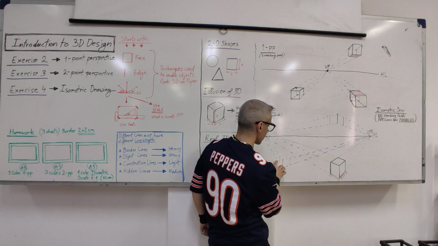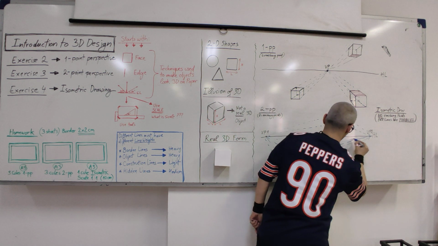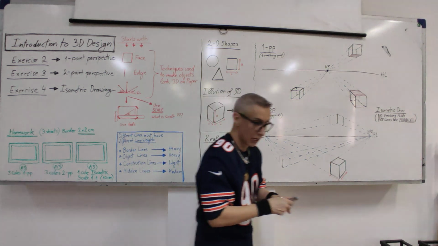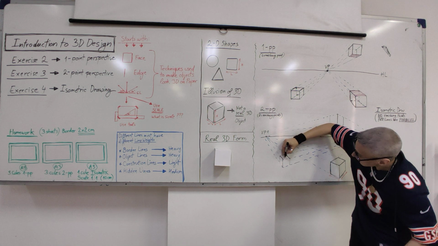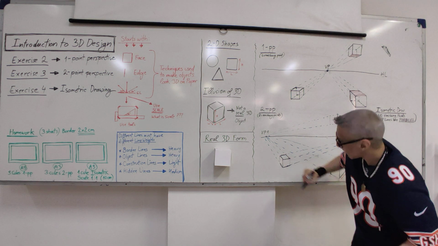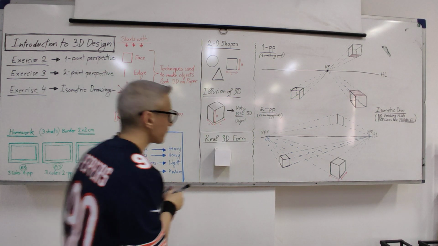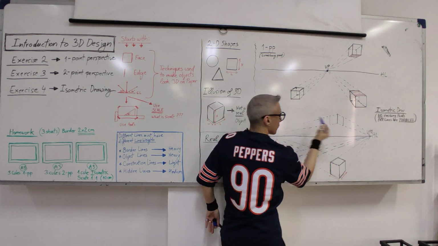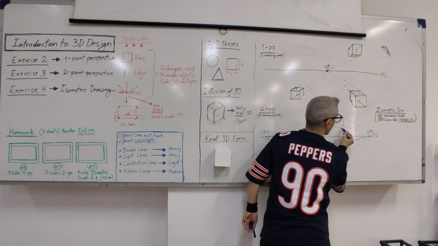Again, this line is from this side, so we will connect it to that vanishing point. And this to this vanishing point. Again, the cube is ready. And we do the same with this one. This line to this vanishing point, and this line to this vanishing point.